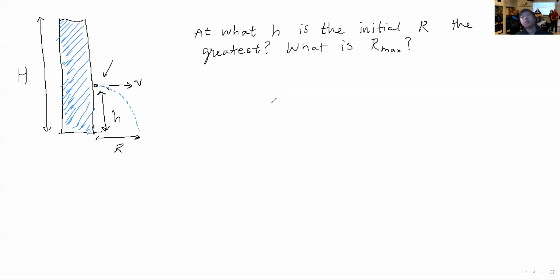Oh yeah, and then assume that the tank of water is perfectly still before you make the puncture. Yeah.